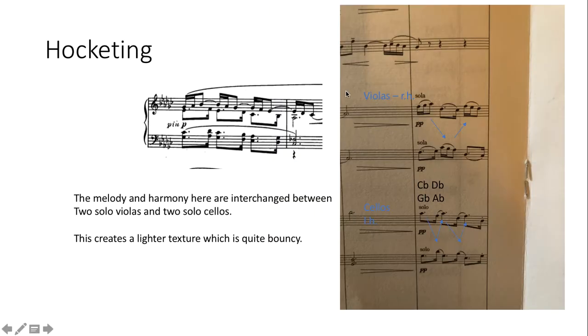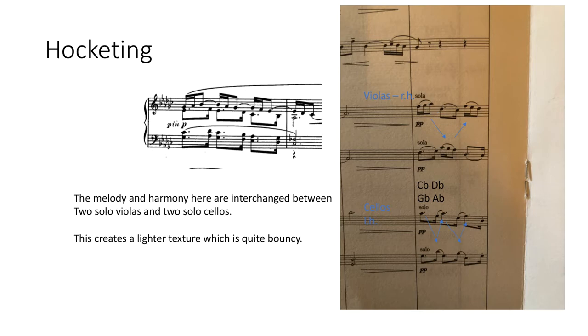Here's how the Hocketing section is treated, and again, we've got that sort of Hocketing between the different instruments. So in this case, we've got the violas and the cellos. The violas cover the right hand, the cellos cover the left hand. But instead of retaining this line in a single instrument, that line is split between two separate instruments. So in this case, it's two solo violas. We've got that G flat, A, B flat in the first solo viola.